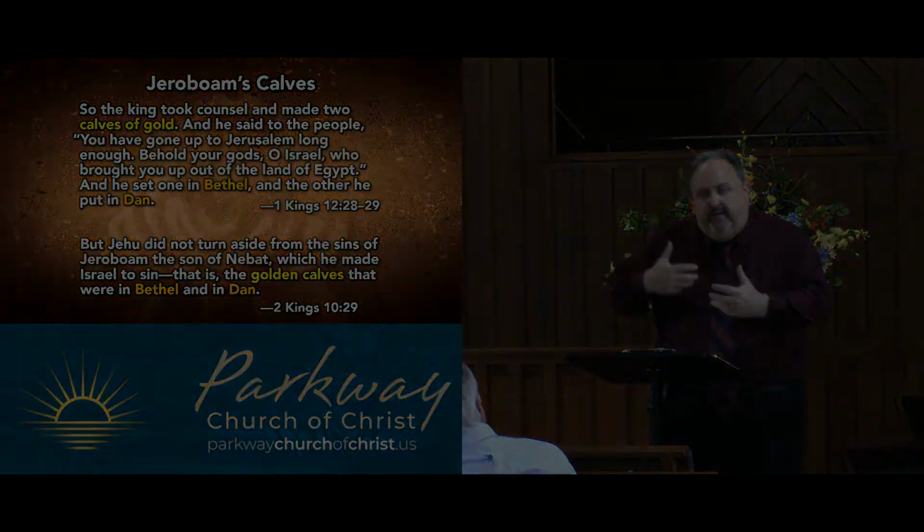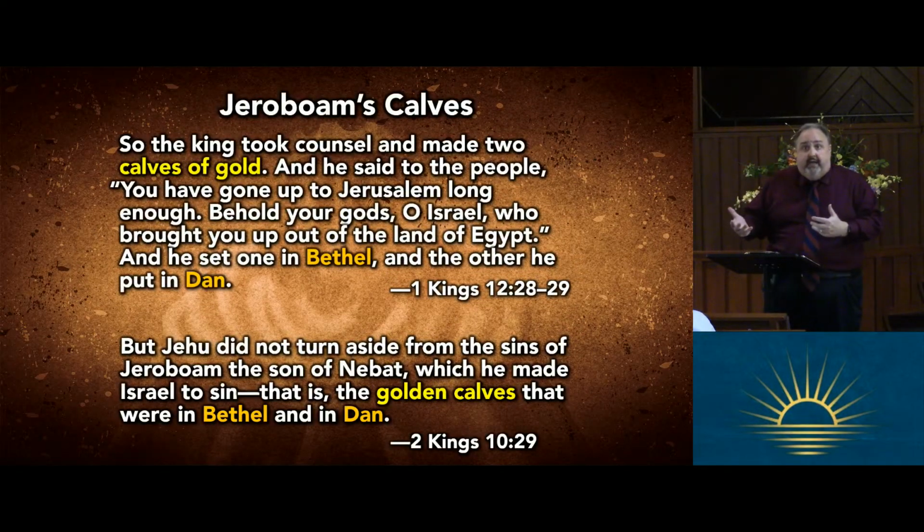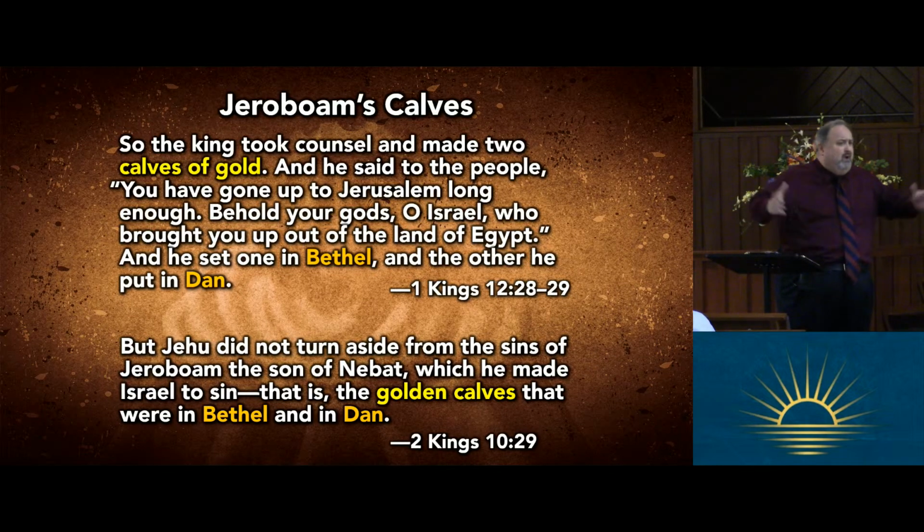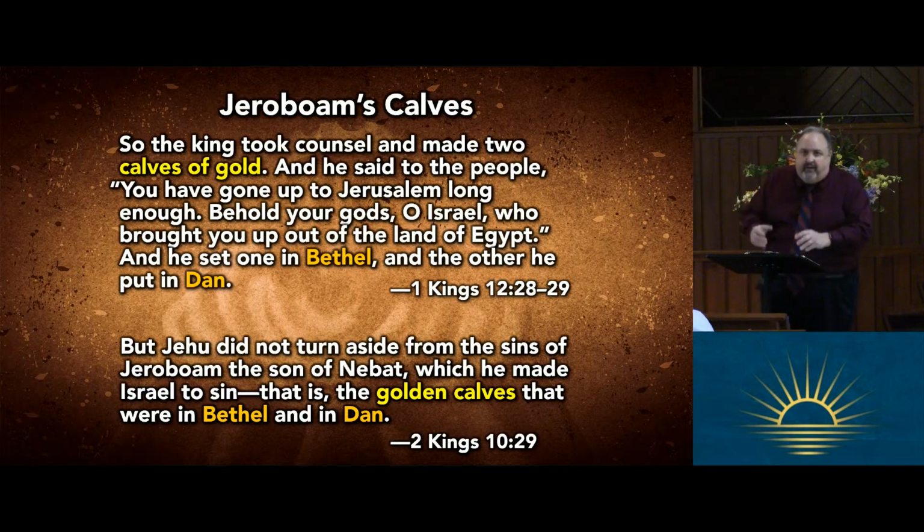Later, as you see the different kings talked about in the book, references to these golden cows will be made over and over again. Here's one of them. 2 Kings 10, verse 29, talking about Jehu. I mean, we're a couple hundred years down the road now, and they're still talking about these golden calves that were set up around the 930s BC. Jehu, he's one of the kings of the northern kingdom. Jehu did not turn aside from the sins of Jeroboam, the son of Nebat, which he made Israel to sin. That is, the golden calves that were in Bethel and in Dan.